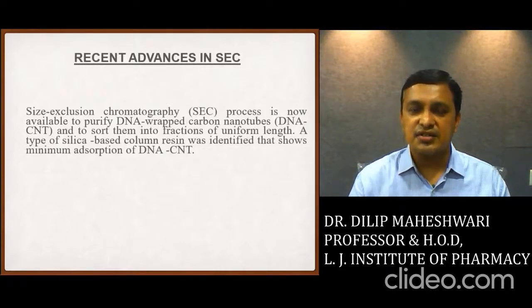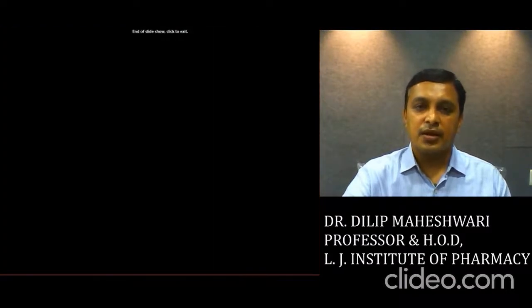A recent advance in size exclusion chromatography is that this process is now available to purify DNA-wrapped carbon nanotubes and to sort them into fractions of uniform length. A type of silica-based column resin was identified that shows minimum adsorption of DNA-CNT. So carbon nanotube DNA can be separated out and studied by this chromatography. So this is about gel chromatography or size exclusion chromatography.